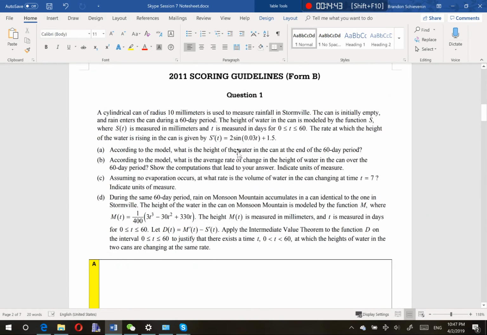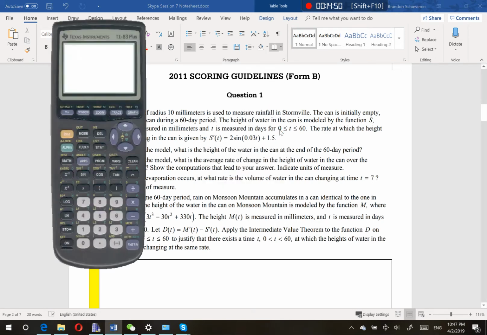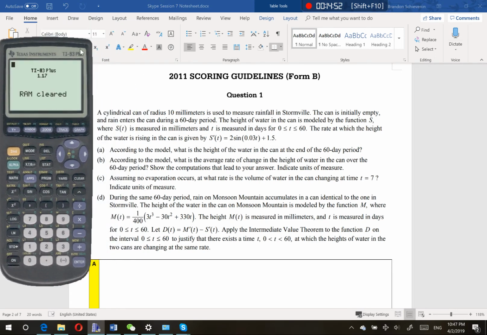Okay, so this is same year but question 1, so we will have a calculator for this one. So we throw that up here while we're at it. We're told that there is a cylindrical can with a radius of 10 millimeters used to measure the rainfall in Stormville. Initially the can is empty, and rain enters the can during a 60-day period. The height of the water in the can is modeled by this function s. S of t is measured in millimeters, t is measured in days from 0 to 60. The rate at which the height of water is rising in the can is given as s prime of t is 2 sine 0.03t plus 1.5.